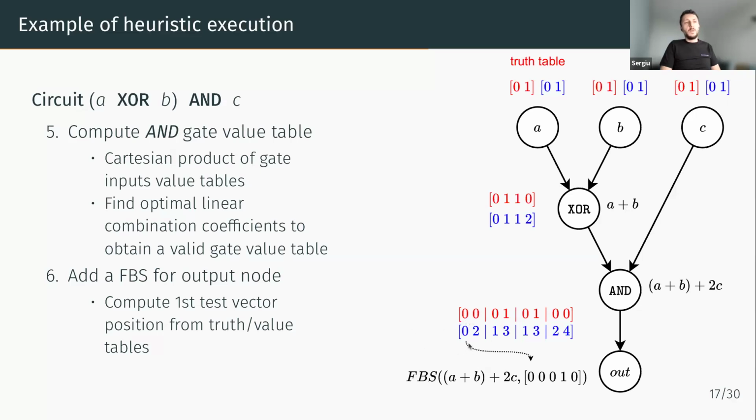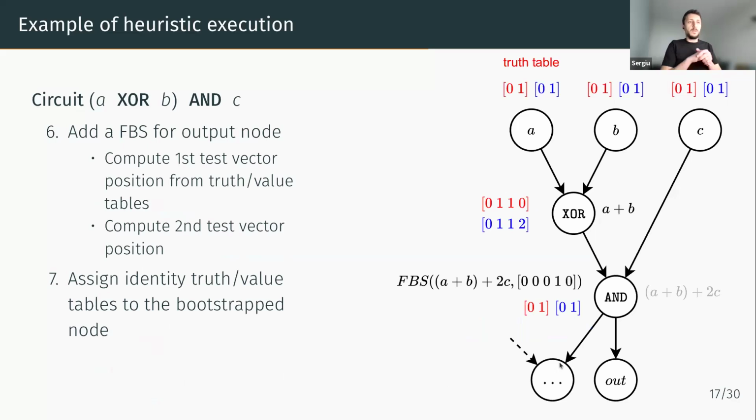So for example, in the test vector, the first value will be equal to 0 because the value table is 0. The second value from the test vector will be 0 also, because the position is given by the value table value. And if you continue like this, you obtain the test vector for this functional bootstrapping.